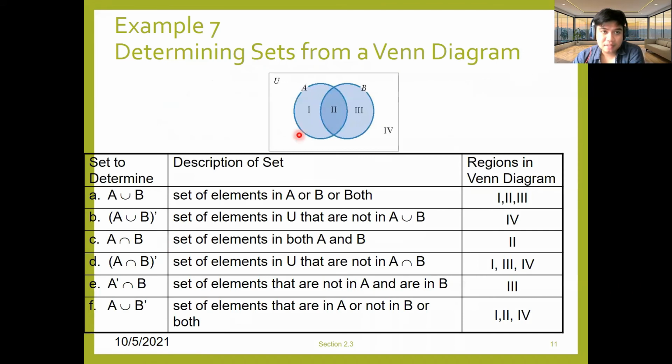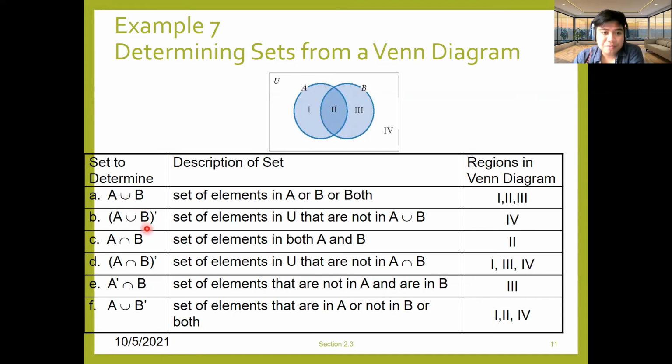So we have here determining sets from Venn diagram. So A union B: the set of elements in A or B or both. So we have set A and we have set B. And then yung regions niyan sa ating Venn diagram, since union niya, so si region 1, region 2, and we have region 3. So yung buong yan, yung lahat ng blue na yan is part ng A union B.